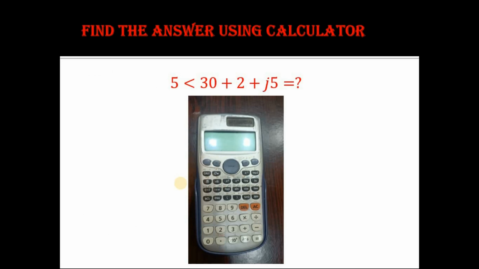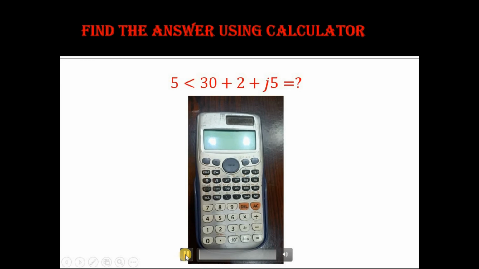Now do one problem. So you are going to add two quantities. One quantity is in polar form and the other quantity is in rectangular form. So we have to add 5 angle 30 which is in polar form with 2 plus j5 which is in rectangular form. Listen how to do it using calculator.